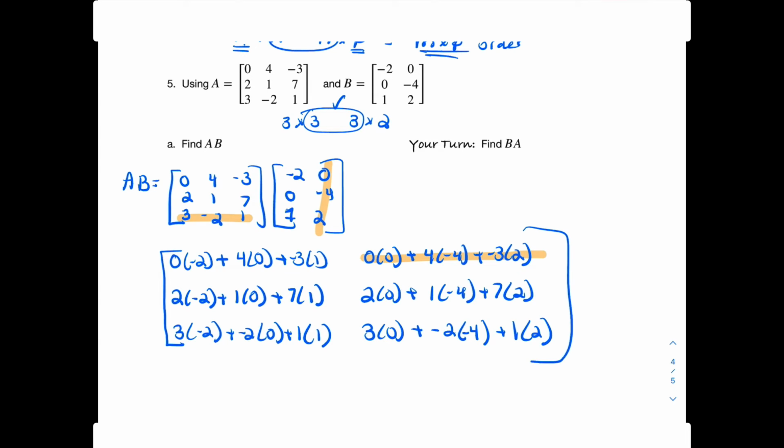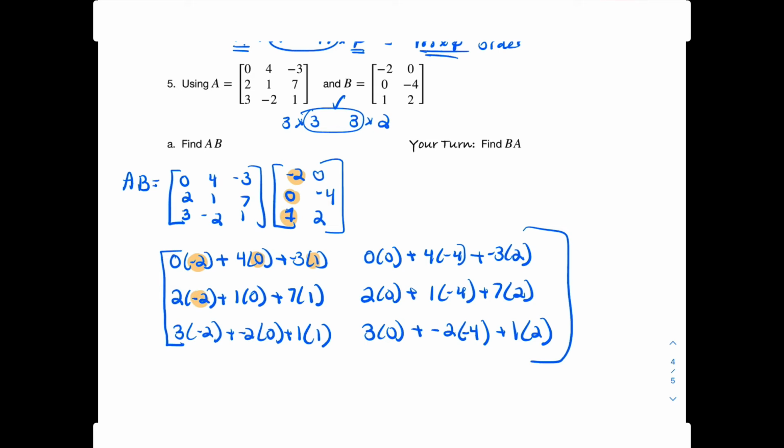For now, I want to see all of this work to make sure you know matrix multiplication. So please show this work as you're working through your matrix multiplication. All right, so now it's just simple addition. So 0 times negative 2 is 0, plus 0, minus 3. So my first entry here is going to be negative 3.